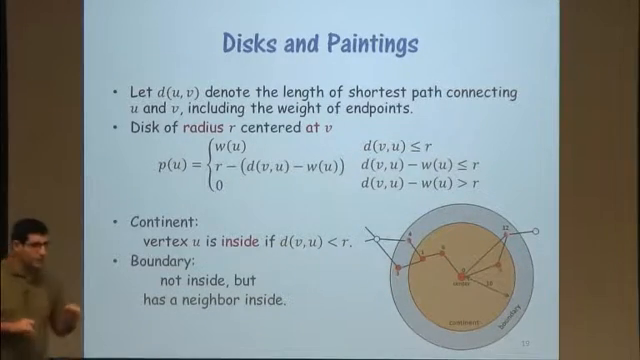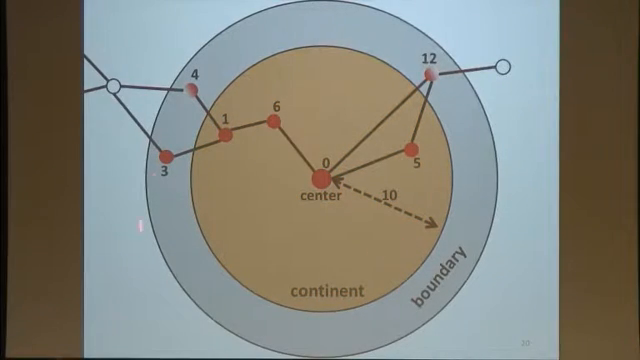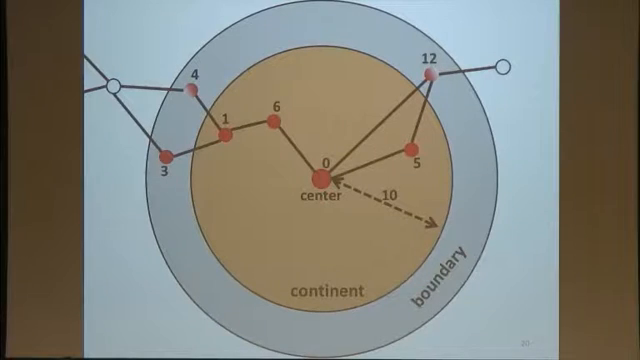And then just to name some vertices that will be useful, we say that the continent of the disk contains the vertices whose distance to the center is less than the radius. Okay? So these are the vertices which are closer to the center than the radius, and the other vertices, whose distance is at least the radius, are partially colored. They will be on the boundary of the disk. Okay? So every vertex on the boundary is at least partially colored.